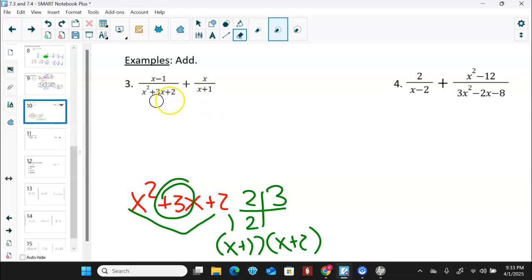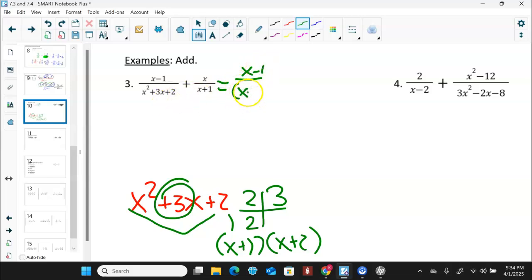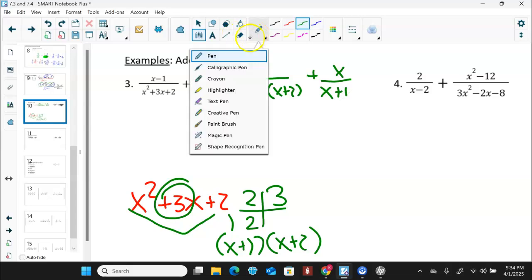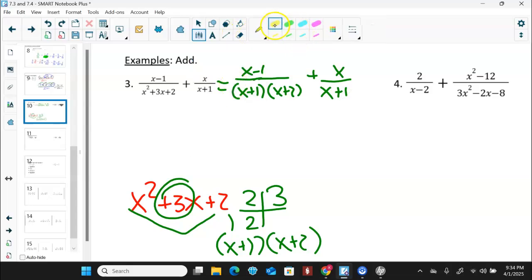So what I'm doing here is I am going to rewrite the top as x minus 1, and then the bottom now as x plus 1 and x plus 2. Plus x times x plus 1. Okay, now I want you to look at the left side. Remember that this is adding and subtracting, which means the denominator, the bottom, has to be the same.